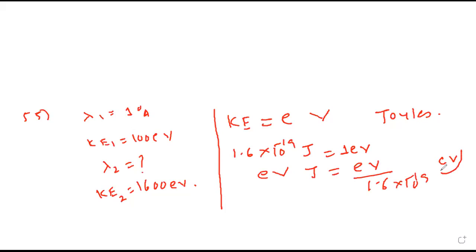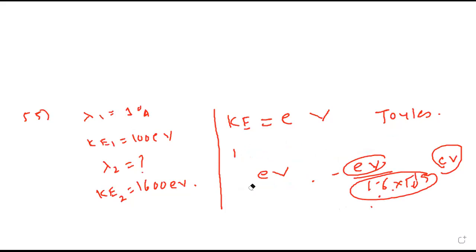Did you understand what I did? eV into 1 is eV divided by this. So to go from joule to electron volt, we have to divide by e, where e means charge of electron. Whenever we want the answer in electron volt and they have given joule, what we have to do? Divide by e.